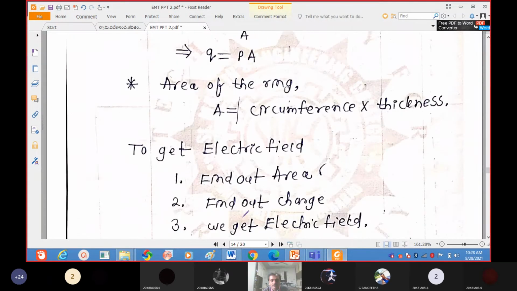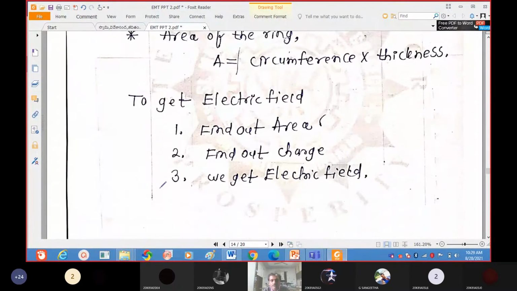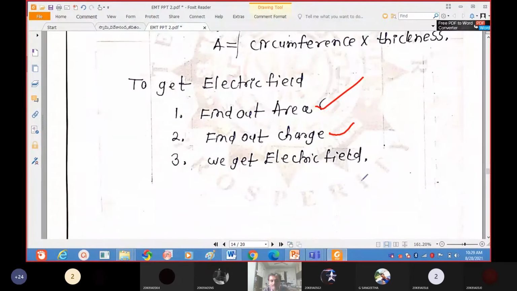Now, here A is the area of the ring, equals circumference into thickness. I will explain. For getting the electric field, first of all we have to calculate the area of the ring and find out what the charge is. After that we will get the electric field.